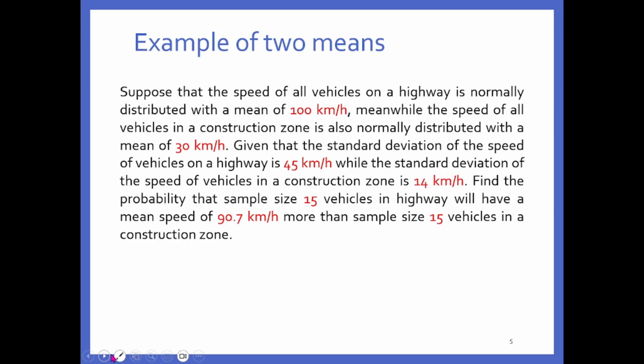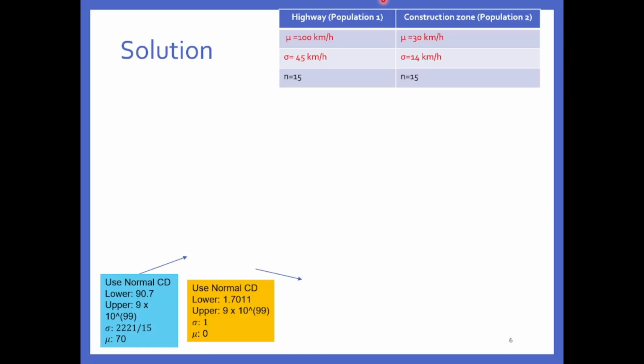So first step, you can write down the information. This is the highway, population 1, and the construction zone, population 2. The mean on the highway, mu1, is 100 km per hour, and mu2 is 30 km per hour.